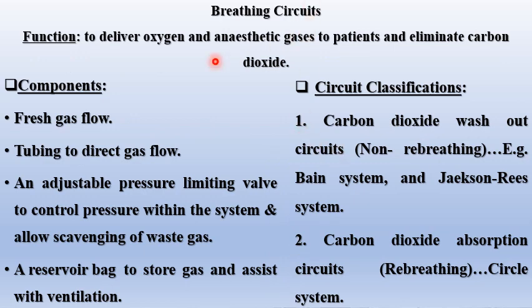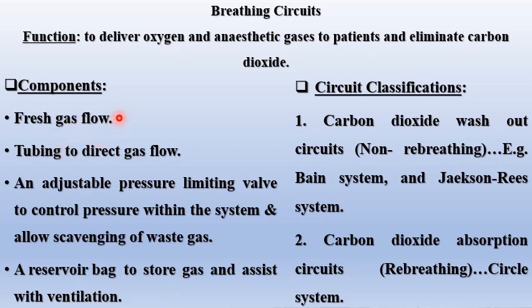Breathing circuits function to deliver oxygen and anesthetic gases to patients and eliminate carbon dioxide. This is the function of a breathing circuit, which is connected to the common gas outlet of the anesthesia machine. This is the way to deliver oxygen and the anesthetic gases coming from the vaporizer to patients, and the way to eliminate carbon dioxide. Every circuit has certain components.